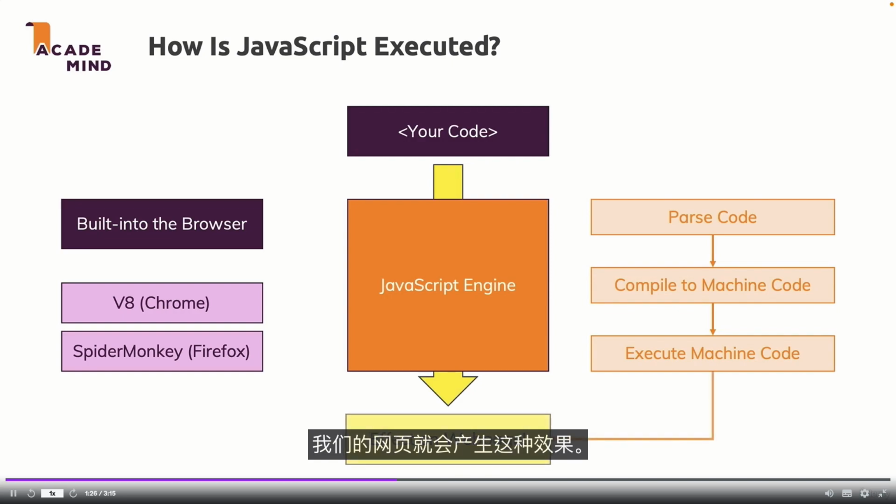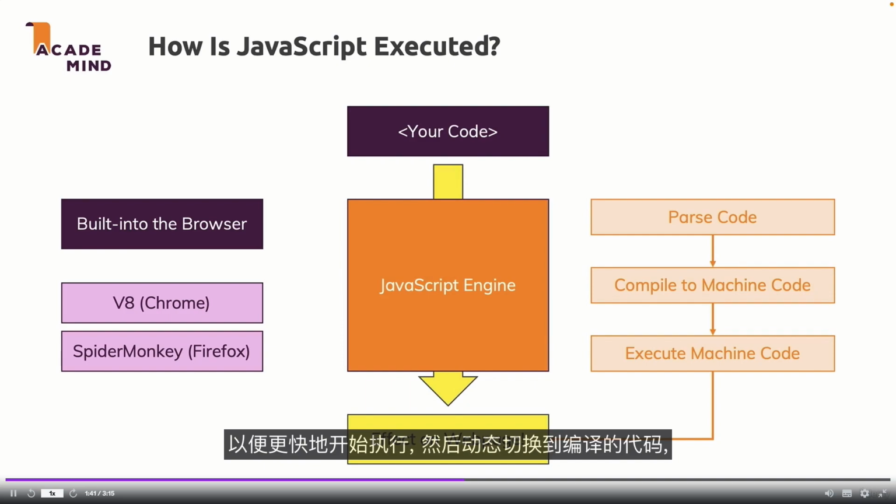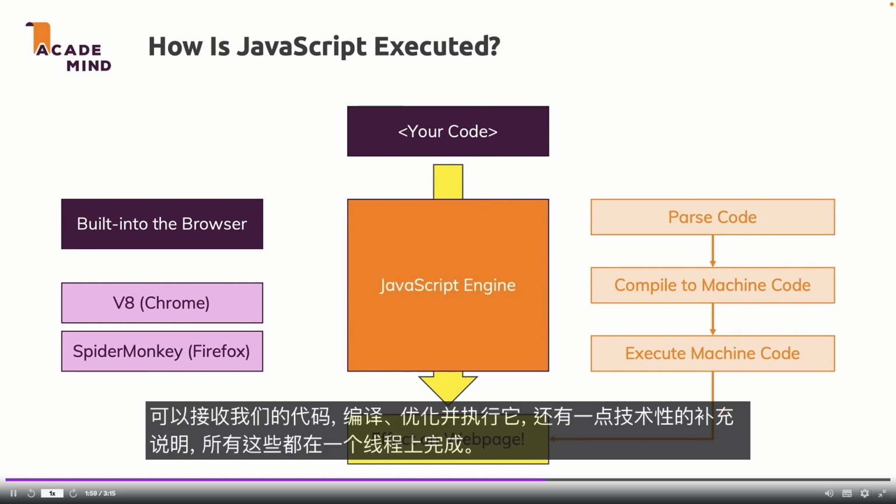And then when that code is executed, we have that effect on our web page. Now, important modern engines have a lot of optimizations there. They might start executing your uncompiled code and then compile the code whilst they're also already executing it to get started executing faster and then switch to the compiled code dynamically and so on. So we have a lot of optimizations going on here, and we will dig a bit deeper into what the JavaScript engine is exactly in a separate module in the course. For now, this is all we need to know. The browser has a built-in tool that takes our code, compiles it, optimizes it, and executes it. And also a bit more technical side note, all of that happens on a single thread.